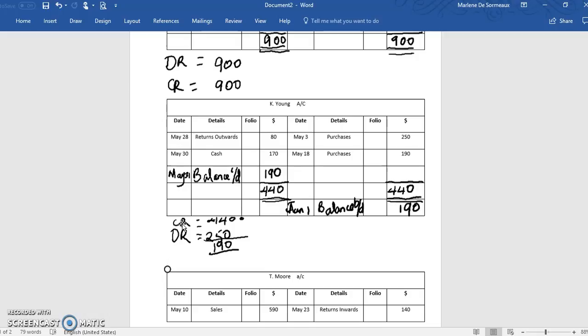But in this instance, we have a situation where you have the credit side being more than the debit side. If you look at the transactions on the credit side, you'll see that you made a purchase of $440 for the month, and you made a payment of $170. So if you credit purchases of $440 and you only made a payment of $170 and you return some stock for $80, then it means to say that you are owing $190 at the end of the month.